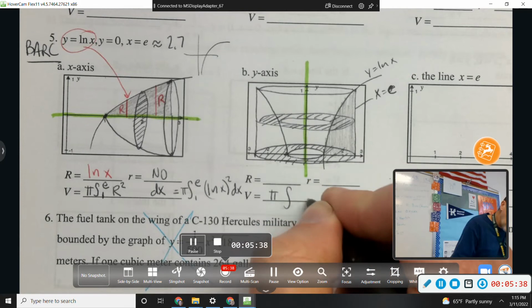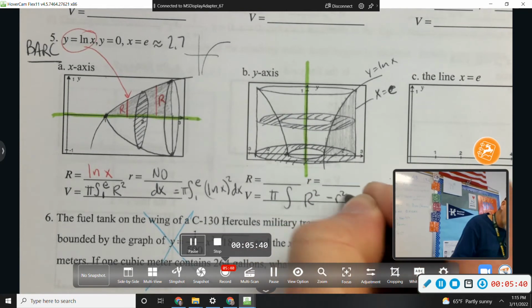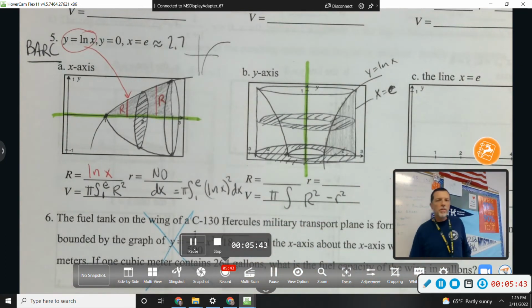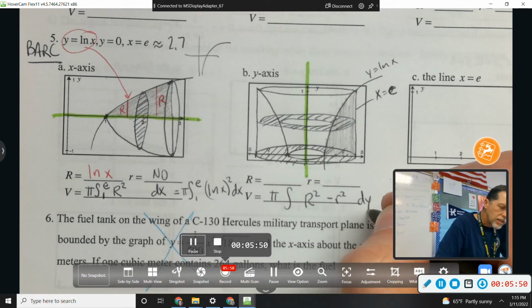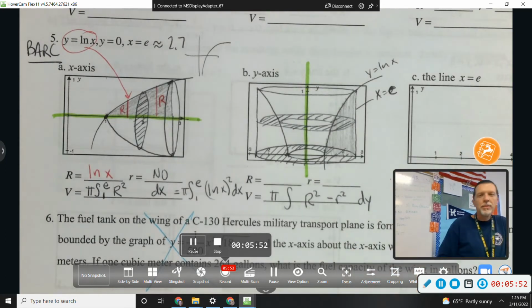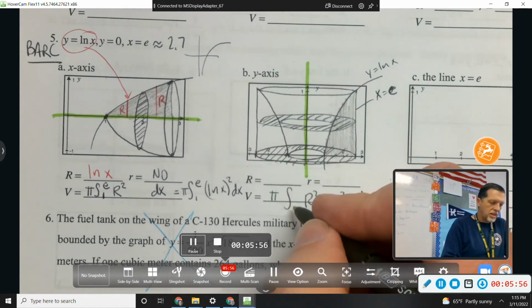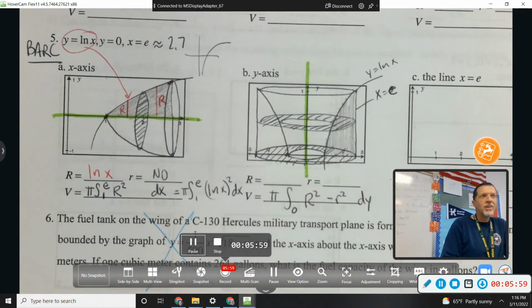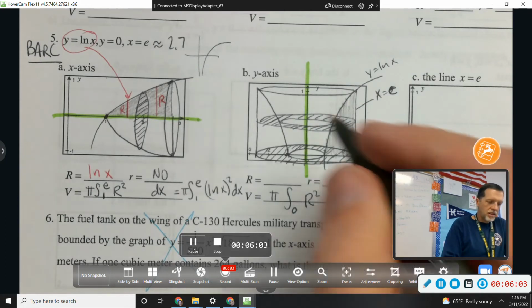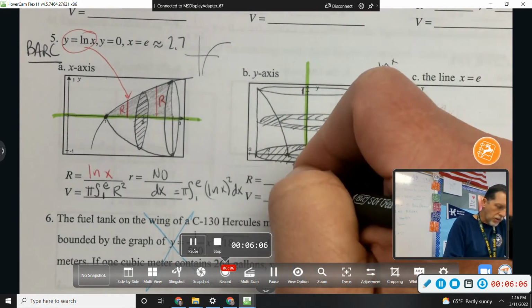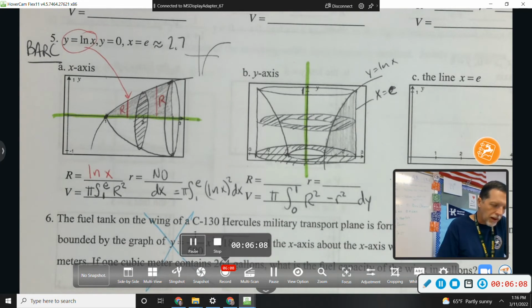Pi. Washers means big R squared minus little r squared. Are they stacked up in the x direction or stacked up in the y direction? In the y direction. So what are my limits going to be? 0 to 1. Add up all the little washers from 0 to 1.